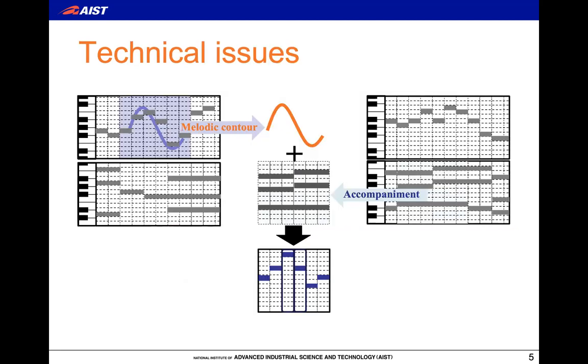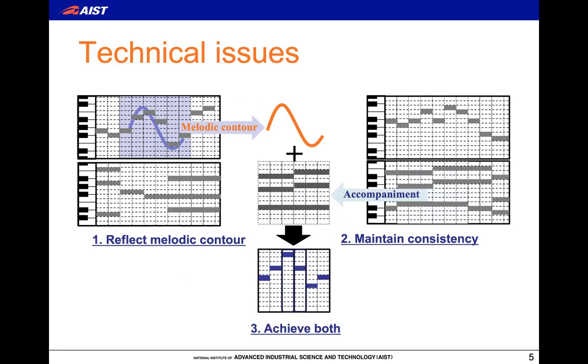As for technical issues, we need to solve three issues. The first issue is how to reflect a melodic contour to a melody. The second issue is regarding how to maintain consistency between melody and an accompaniment. And finally, the third issue is how to achieve both of them. We will discuss these issues one by one.